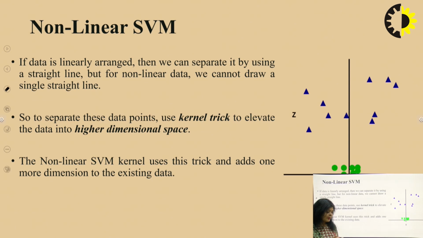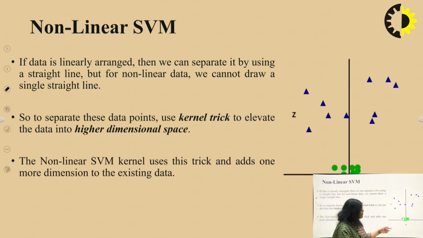Because of the kernel trick, the SVM algorithm maps the input features into a higher dimensional space. For example, if your input data has two-dimensional features, the kernel will map that 2D feature into a three-dimensional space. So it is going to add more dimensions to your data, so that eventually it is going to be separable. This phenomenon, adding more dimensions to separate out the data, is called the kernel trick, and SVM uses the kernel trick.